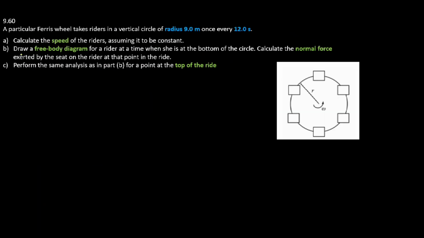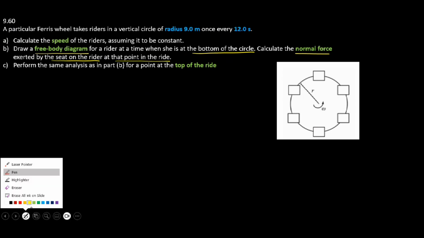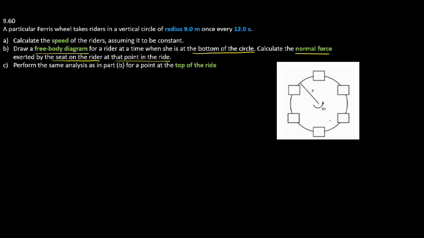In part B, we need to draw a free body diagram for a rider at a time when she is at the bottom of the circle. Calculate the normal force exerted by the seat on the rider at that point in the ride. So here we need to draw a free body diagram when the rider is at the bottom of the circle. So at this point over here.